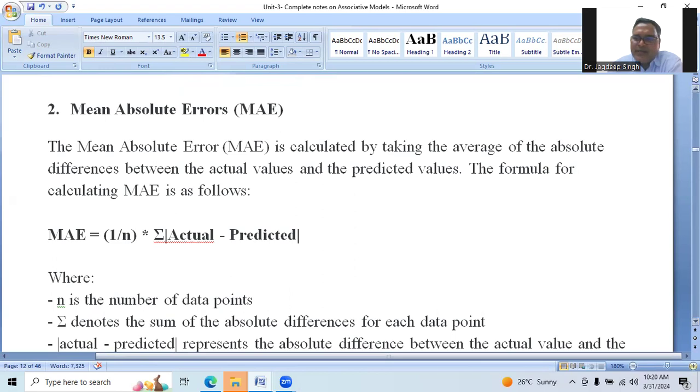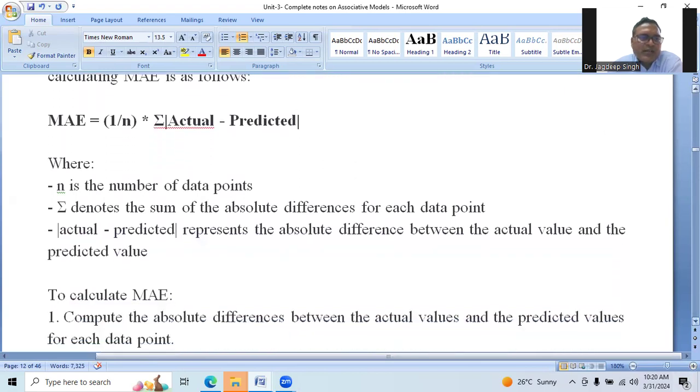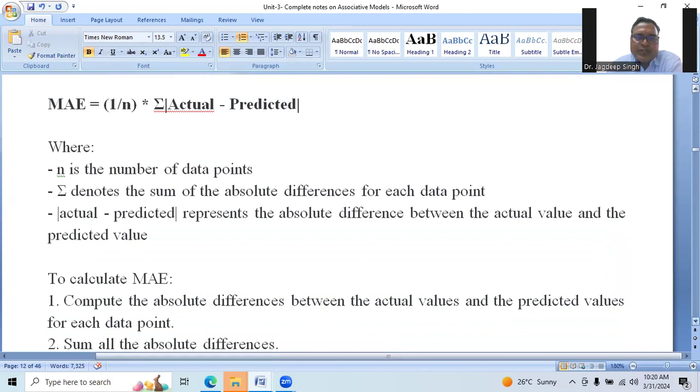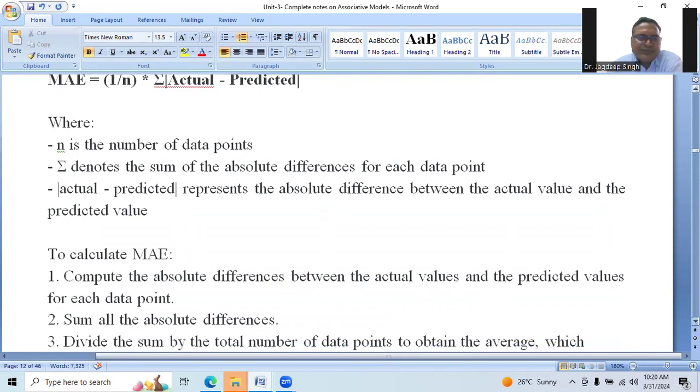So n is the number of data points. Summation denotes the sum of the absolute differences of each data point. Absolute of actual minus predicted represents the absolute difference between the actual values and the predicted values.